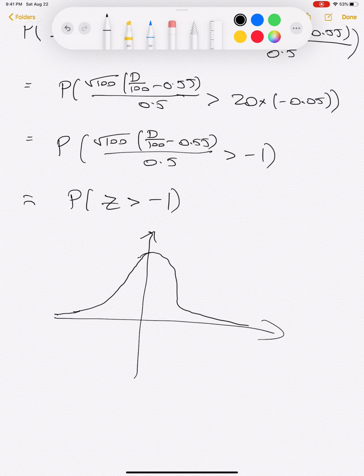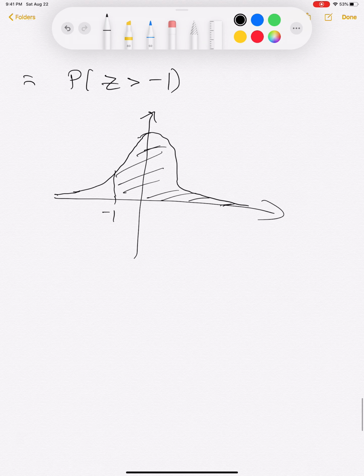Okay, this is, again, we're looking at this area here. So we're expecting a number bigger than 0.5. And you can look this up on a z-table, and this will basically be approximately 0.84. And so that is your answer.